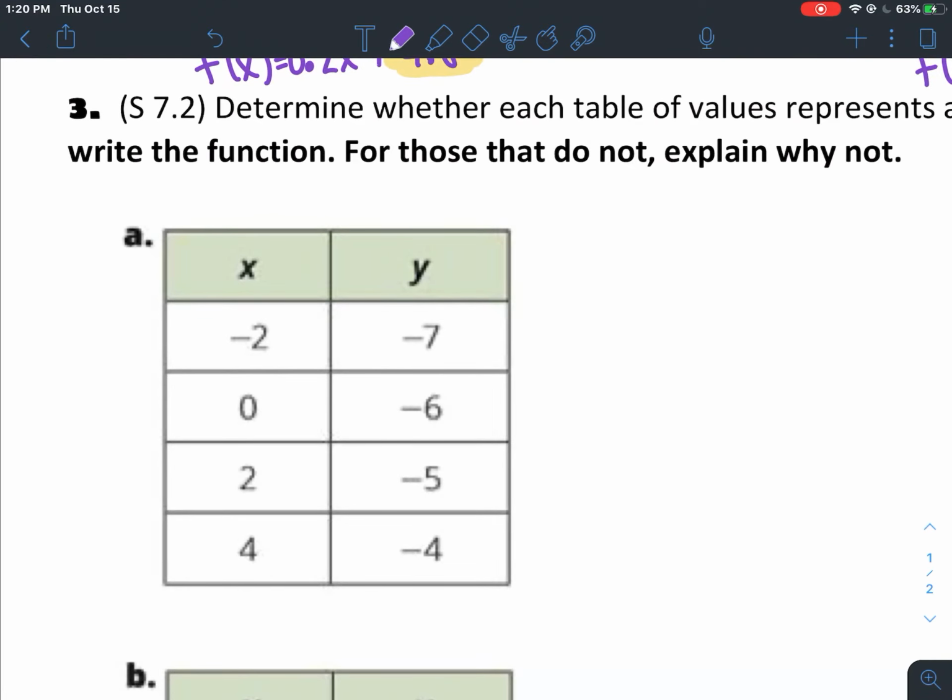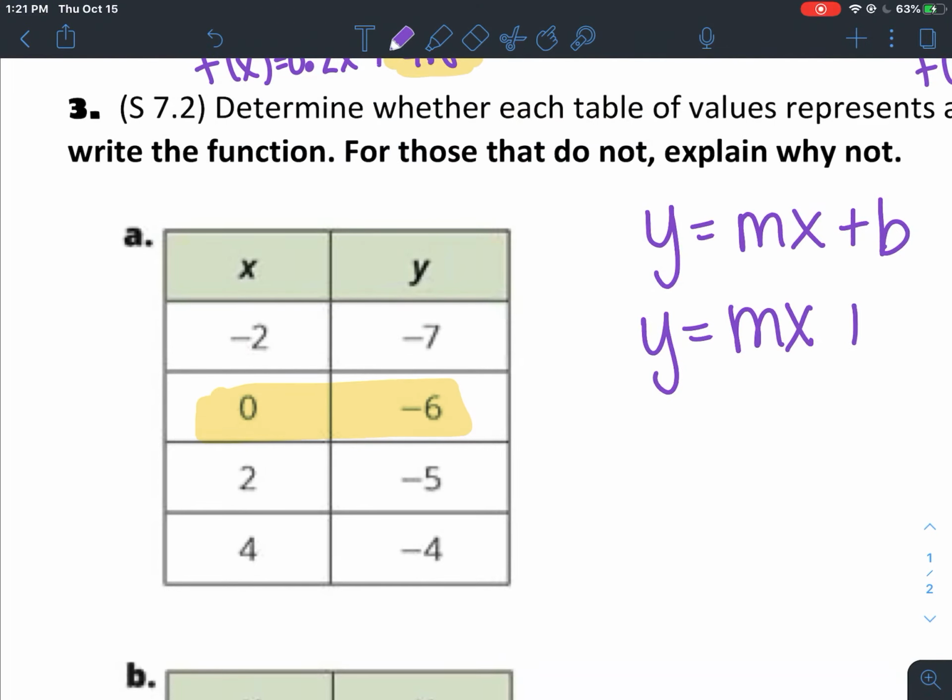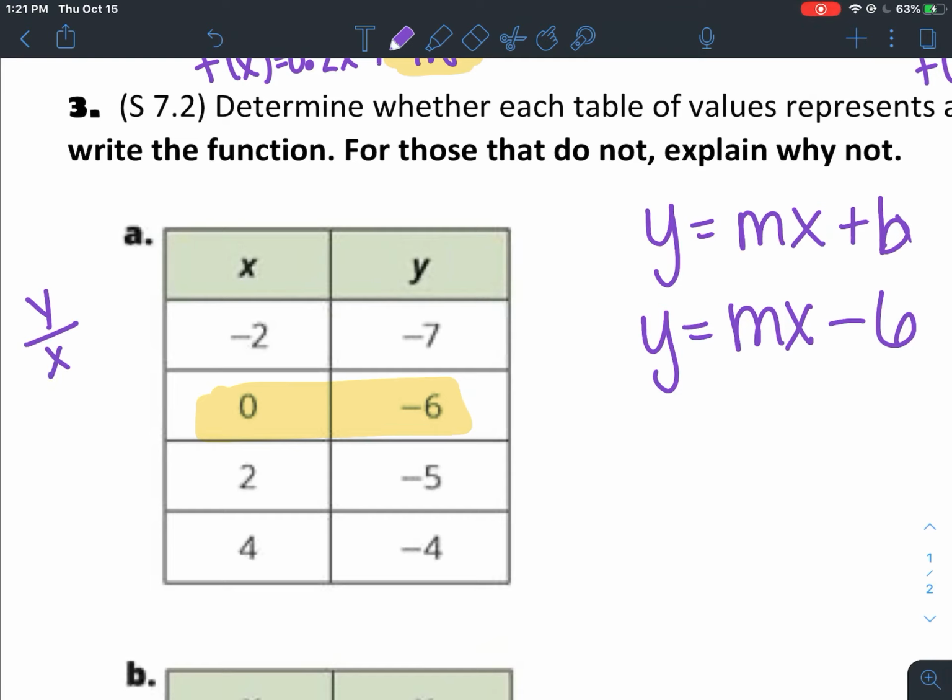Okay, so first, to be a linear function, we need y equals mx plus b. So y-intercept, I can see that one right off the bat. It's when x equals 0. So I know y equals mx plus, actually it's minus 6. So minus 6, there's my y-intercept. Now I need the slope. Remember, slope is the difference of the y's over difference of the x's. So difference of the x's, negative 2 to 0 is plus 2. 0 to 2 is plus 2, plus 2. And then difference of the y's, plus 1, plus 1, plus 1.